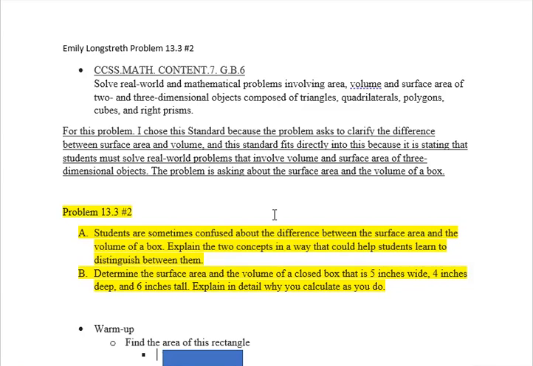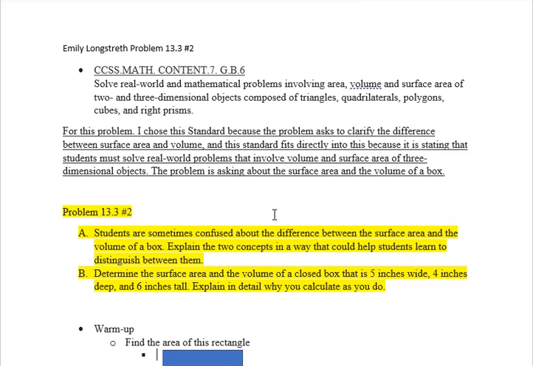The Common Core state standard that I chose for this problem was content 7GB6, which states that students need to solve real-world problems and mathematical problems involving area, volume, and surface area of 2 and 3-dimensional objects composed of triangles, quadrilaterals, polygons, cubes, and right prisms. I chose this standard because the problem asks to clarify the difference between surface area and volume. This standard fits directly because it states that students must solve real-world problems that involve volume and surface area of three-dimensional objects.